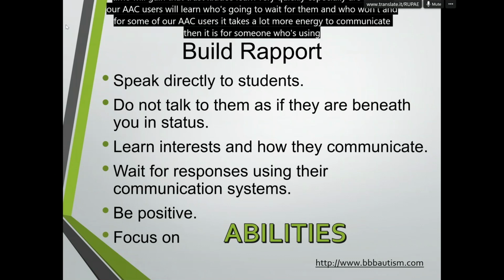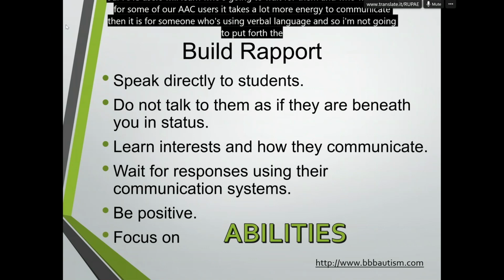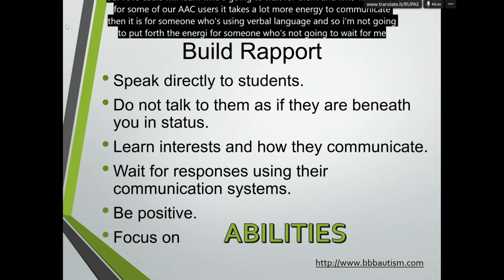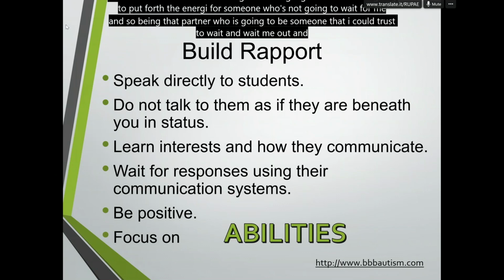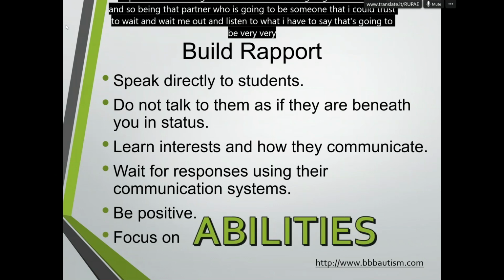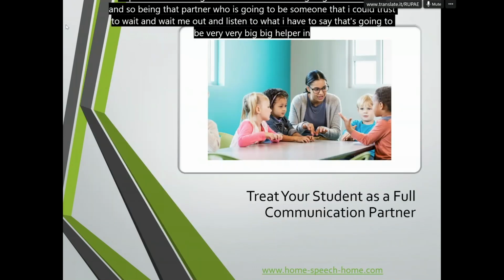And so I'm not going to put forth the energy for someone who's not going to wait for me. And so being that partner who is going to be someone that I could trust to wait me out and listen to what I have to say, that's going to be a very, very big helper in our relationships and in our language building.